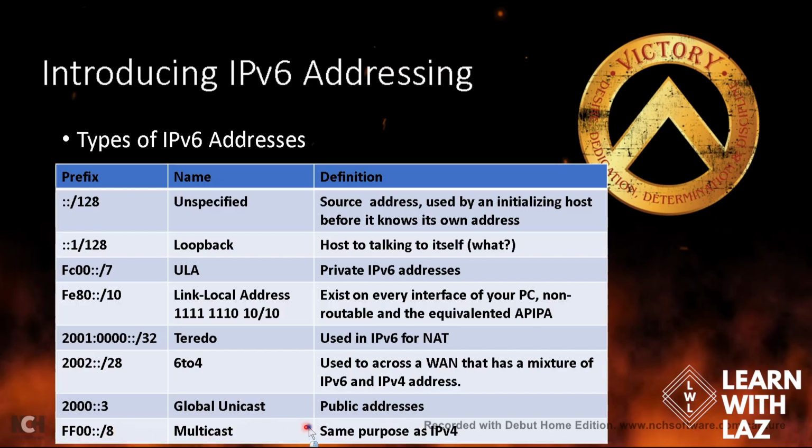FF00::8. Multicast, same purpose that we use in IPv4, but now they're in hex numbers. So anything you see with an FF is a multicast address. And these addresses right here, this is simply memorization. All right, in case they ask you, you know what they are. Don't say "what?" Okay, or a host talking to itself, even though it's in their literature. All right, but don't do that.